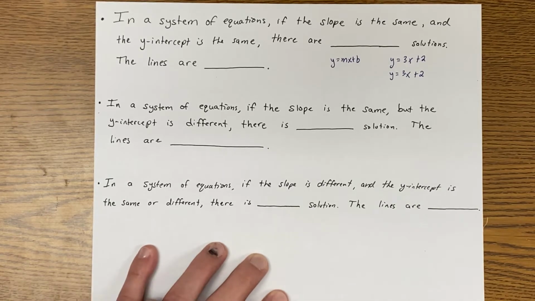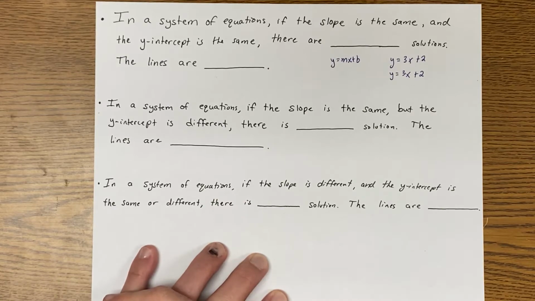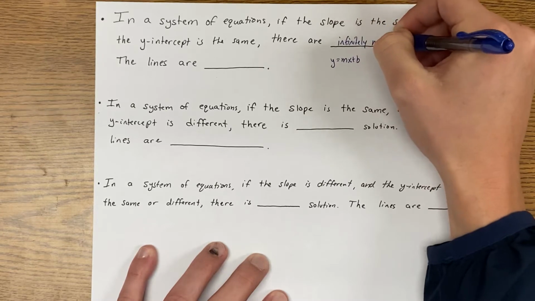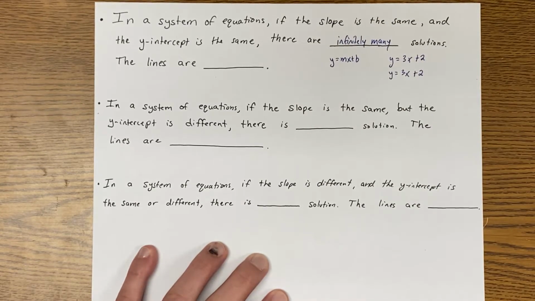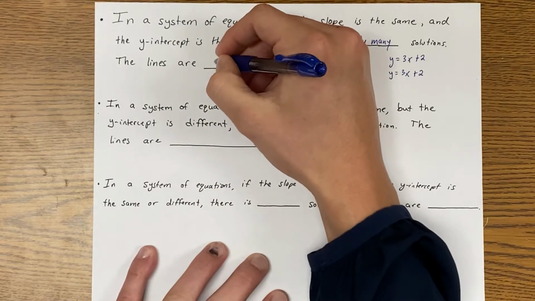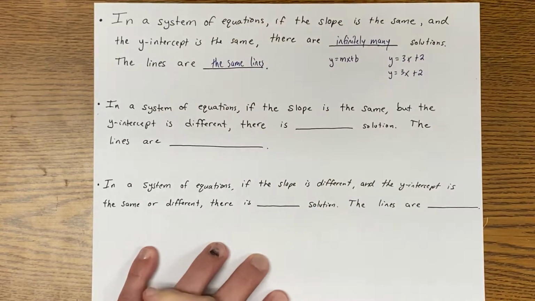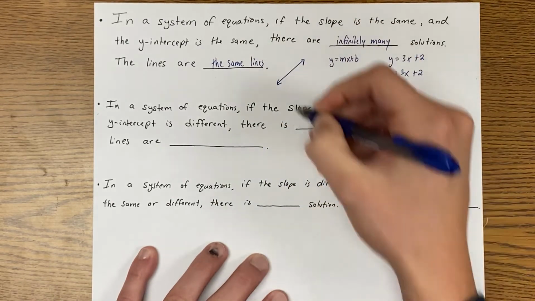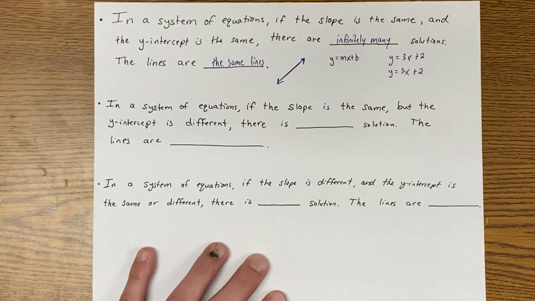Okay, so if we look here, we have the same exact equation. So if we have the same exact equation, then those lines, when we graph them, are going to be right on top of each other. So we would say that there are infinitely many solutions, because the solution is where the lines cross, and if they cross continuously through the same line, then there are infinitely many solutions. The lines are the same, or the same lines. They're right on top of each other. So if we graph this, we'd graph one, and when we go to graph the other one, it would lie right on top of the first line.